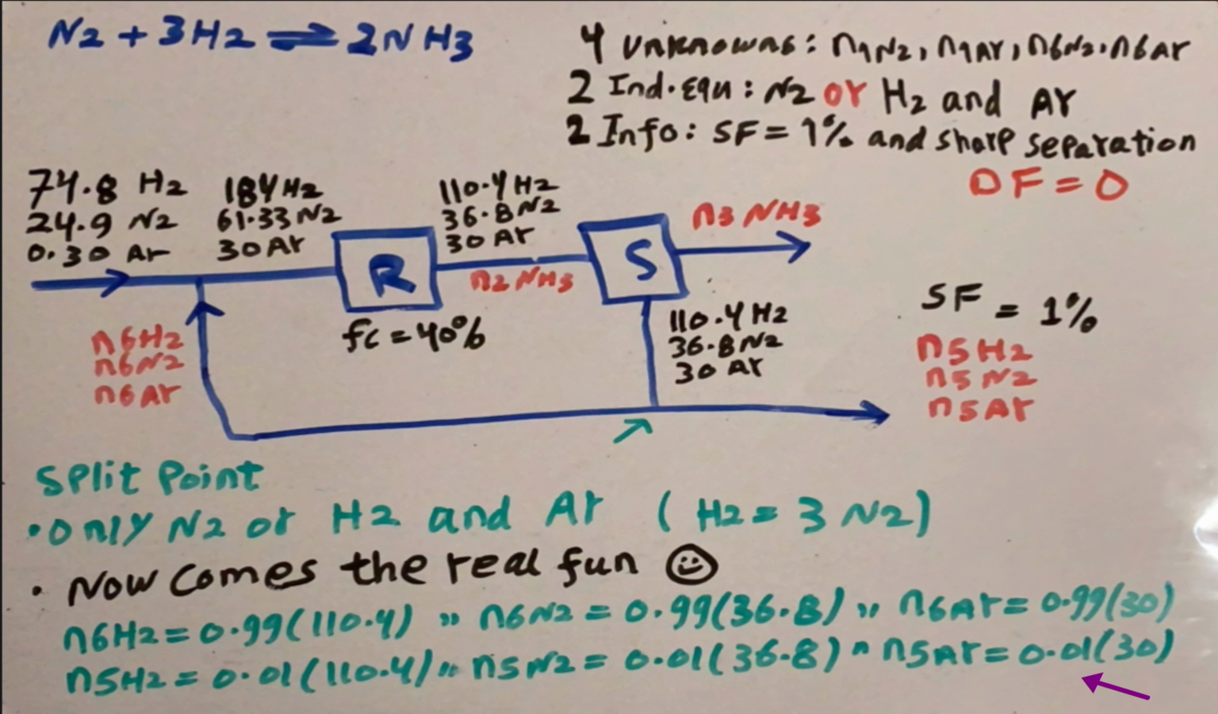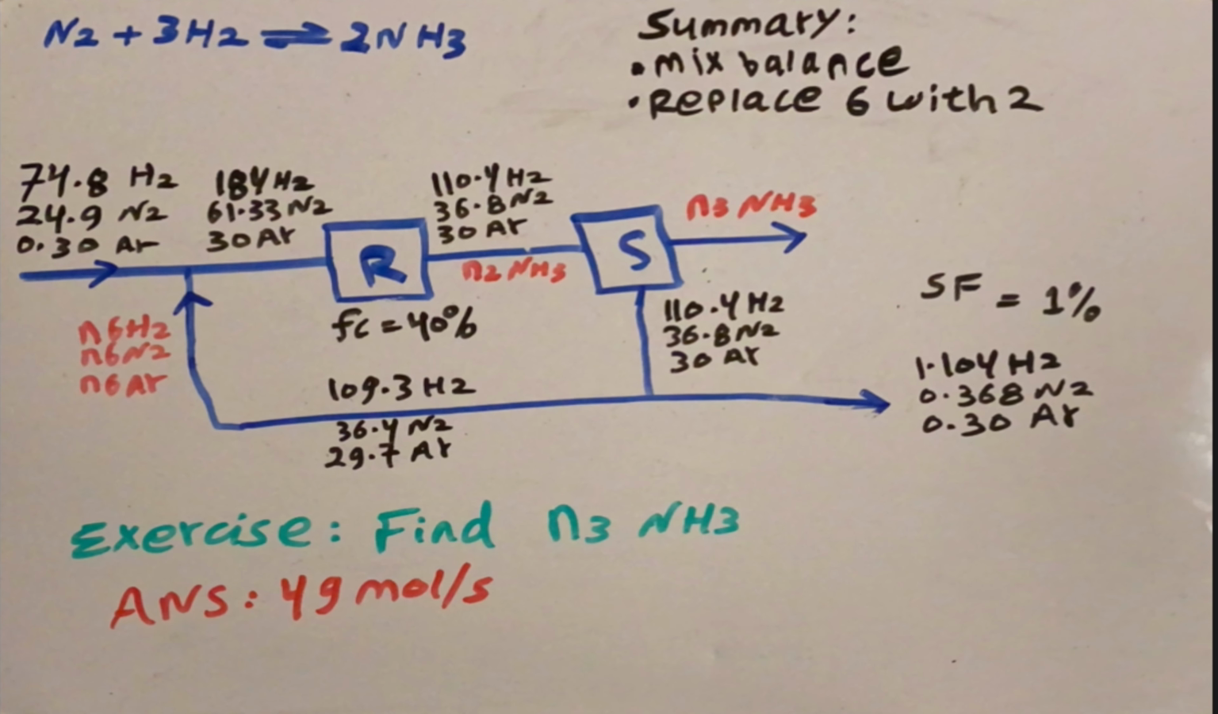If the recycling fraction is 0.99, then the split fraction will be 1%. Just do the exact same equation, but replace 0.99 with 0.01 to find the purging stream. For the ammonia, I will leave it as an exercise for you to figure out how to calculate it. Remember, it is produced, not consumed.